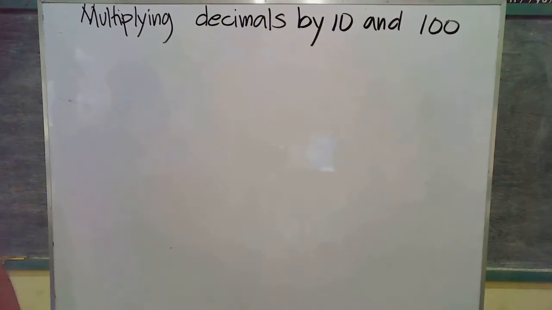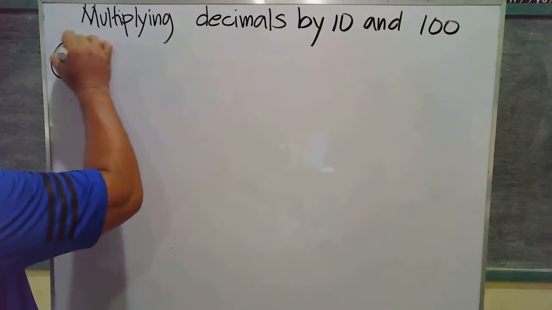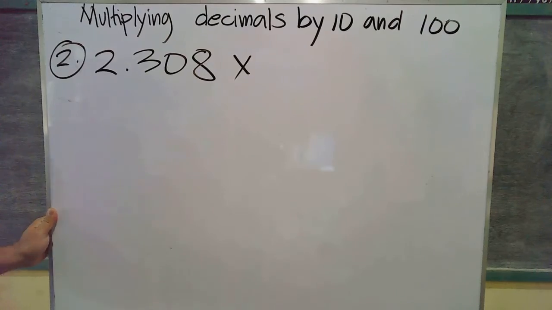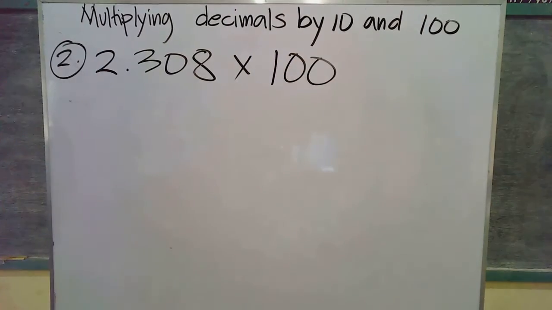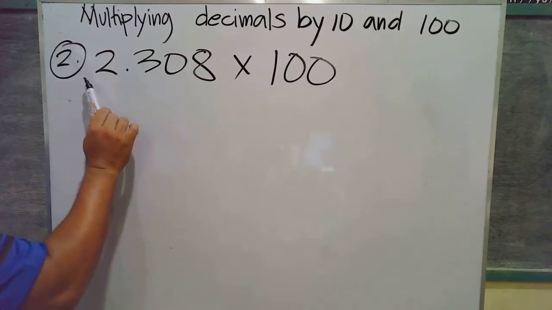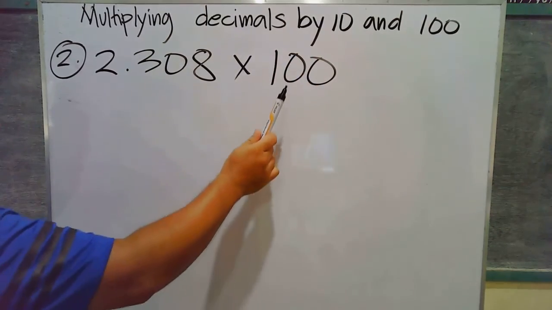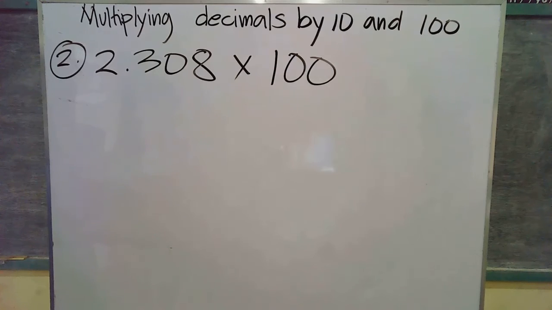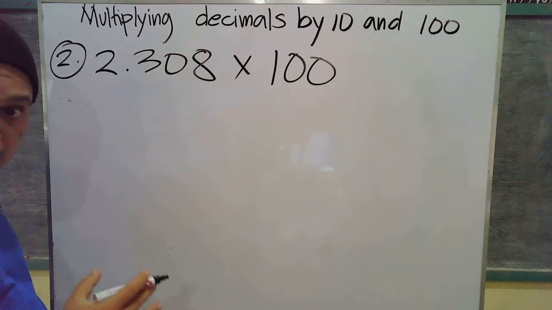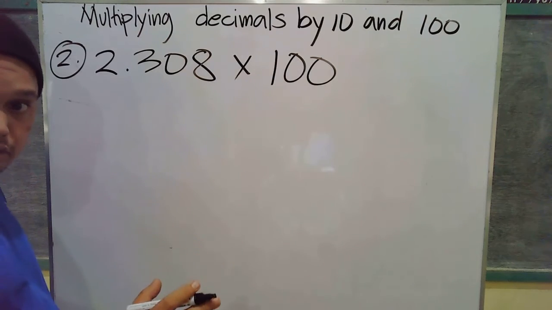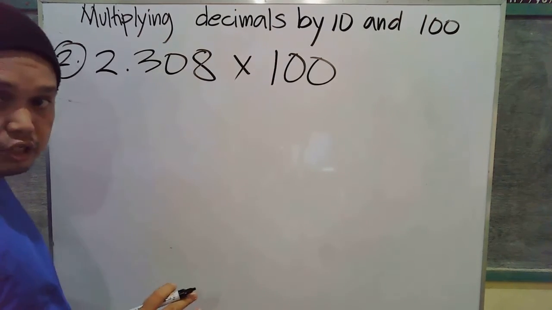Then let's have 2.308 multiplied by 100. So we are multiplying a decimal number by 10 or 100. In this case, we are multiplying it by 100. Now, you can use the long method, but we also have a shortcut method. But for now, let me show you how to multiply this using the long method.